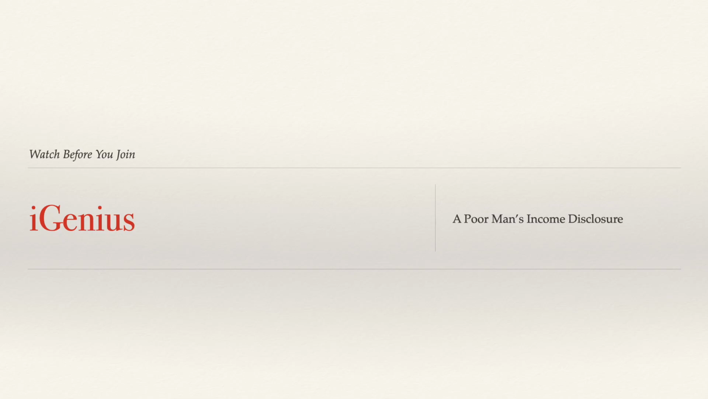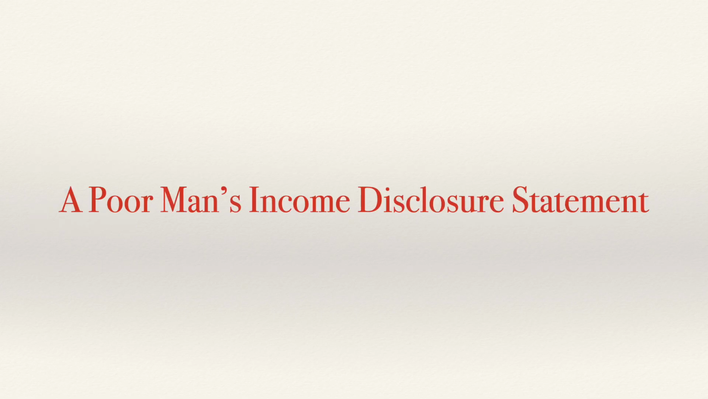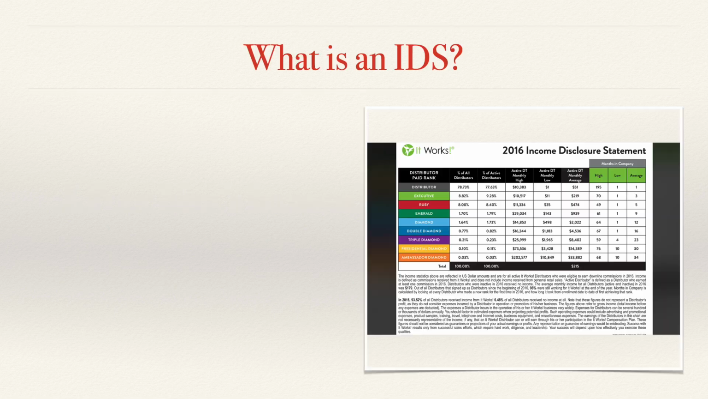Hello, YouTube. Before you join iGenius, I want to revisit the issue of the income disclosure statement. And I'm going to produce what I call a poor man's income disclosure statement. I regret the terminology already, but I am from an era which uses the expression poor man's to mean, well, when you can't do the real thing, you kind of slap together something cheap and dirty, and that's what we're doing here. I need to define first what an income disclosure statement is.